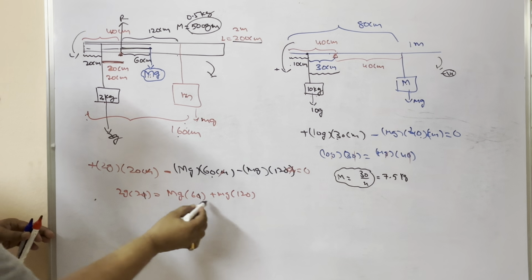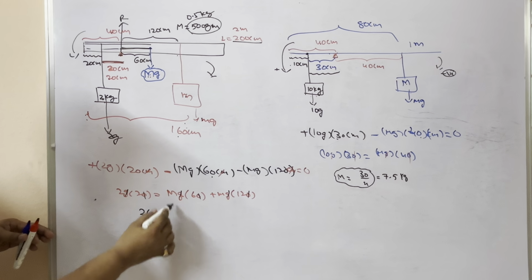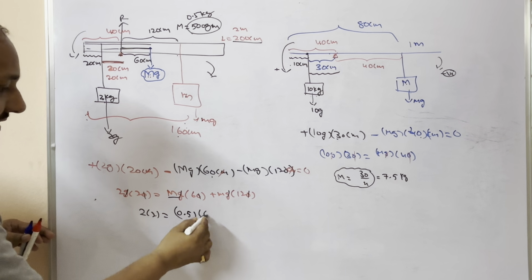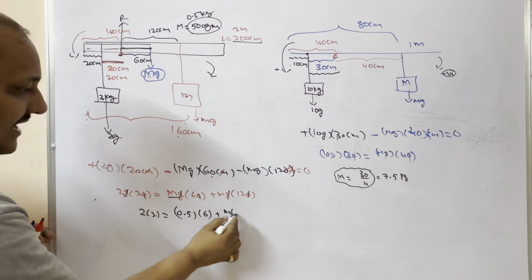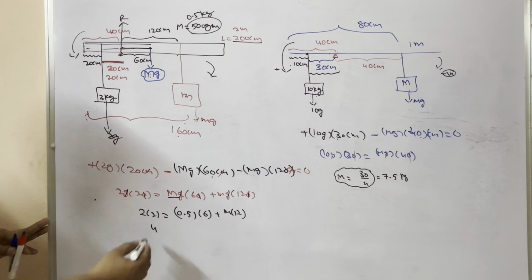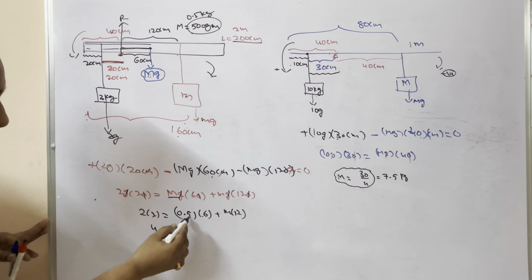All zeros will be cancelled. All g's will be cancelled. 2 into 2, what is capital M? 0.5 kg. So 0.5 into 6 plus small m into 12. Correct? 4 is going to be 3 plus m into 12, so 4 minus 3 is 1. So m into 12 is 1. So the mass is going to be 1 by 12 kg.